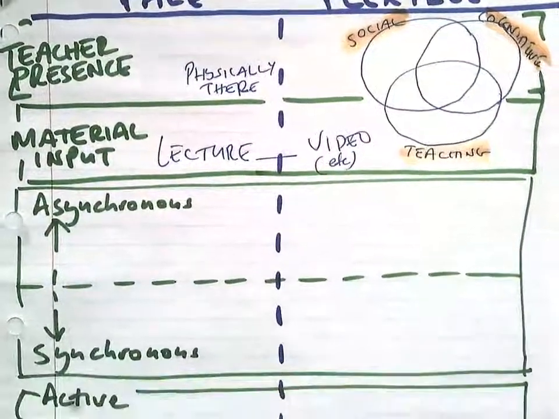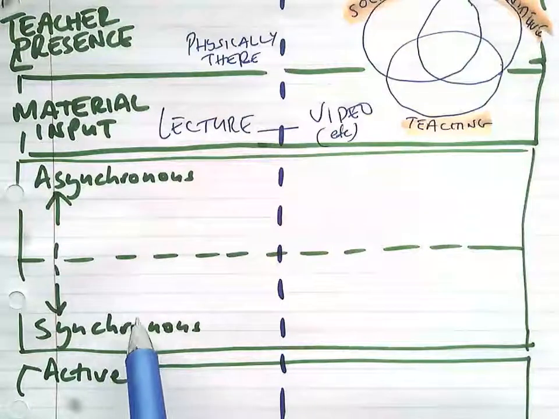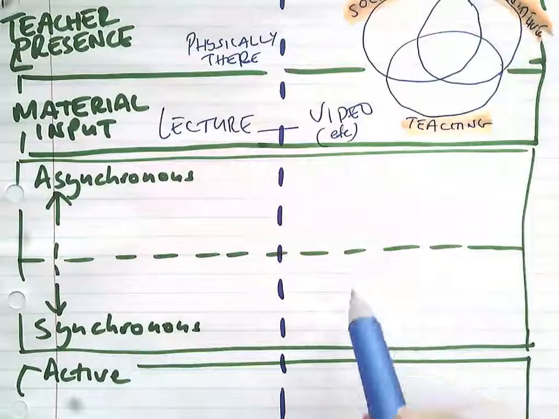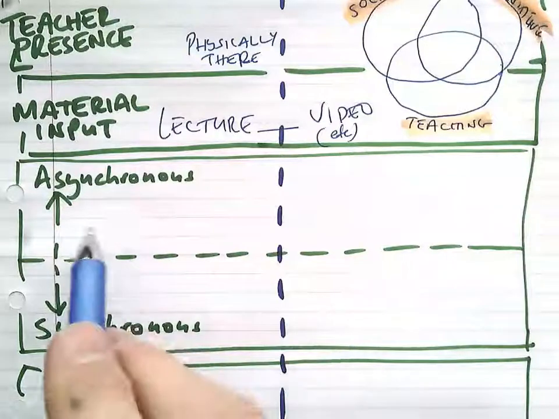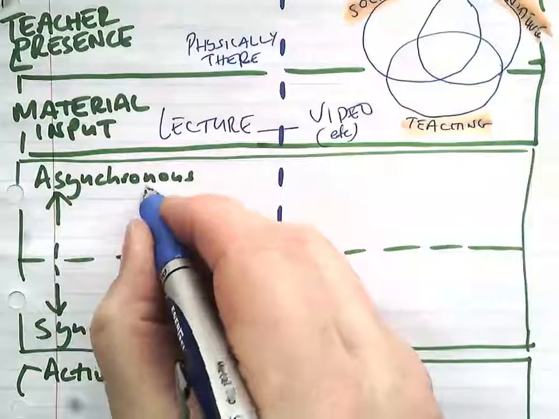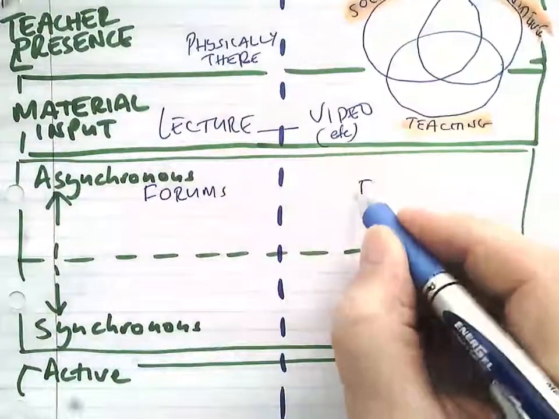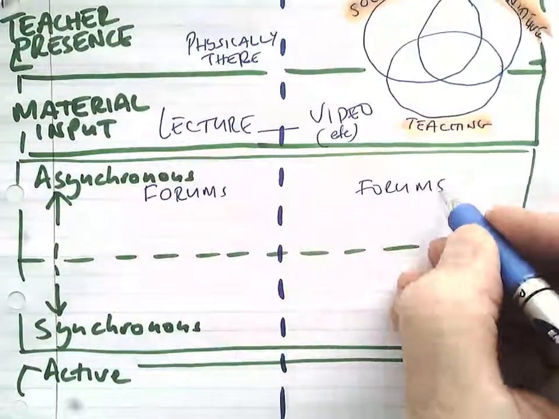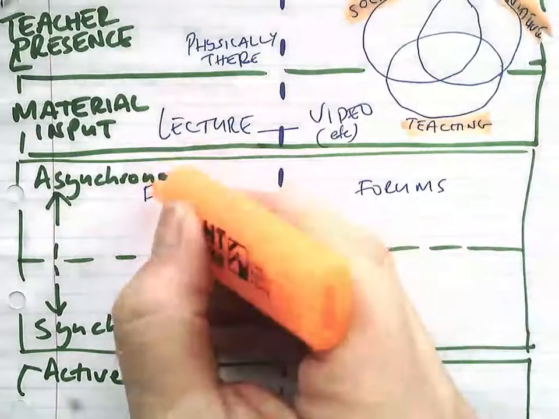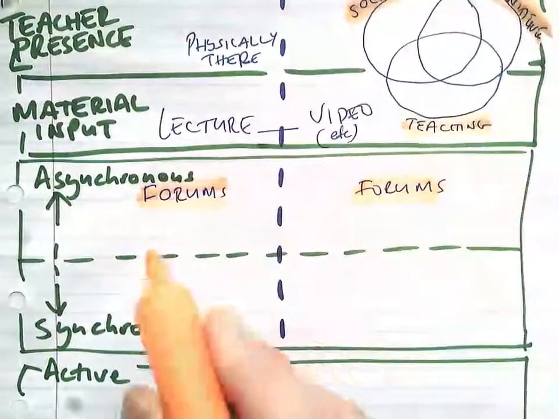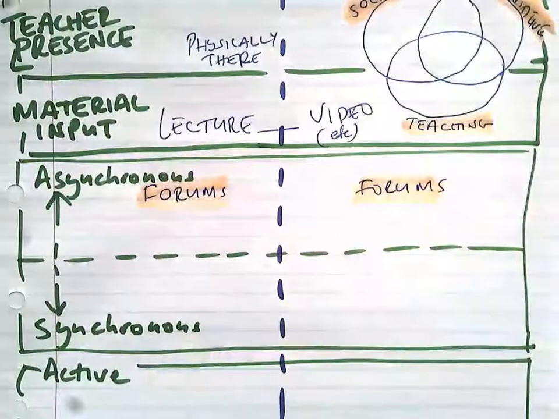Next, I want to compare face-to-face, asynchronous and synchronous with online, asynchronous and synchronous. For asynchronous, both online and offline, you can use class forums. They are stunningly good at keeping interaction out of your email. So they can be part of both face-to-face and distance and flexible.